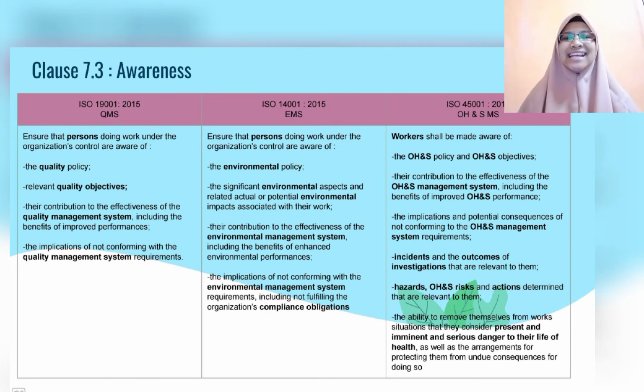For ISO 9001, the organization shall ensure that persons doing work under the organization's control are aware of the quality policy, relevant quality objectives, their contribution to the effectiveness of the QMS, and the implication of not conforming with the QMS requirements. And for ISO 14001, the organization shall ensure that persons doing work under the organization's control are aware of the environmental policy, the significant environmental aspects and related actual or potential environmental impact associated with their work, their contribution to the effectiveness of the EMS, and the implication of not conforming with the EMS requirements.